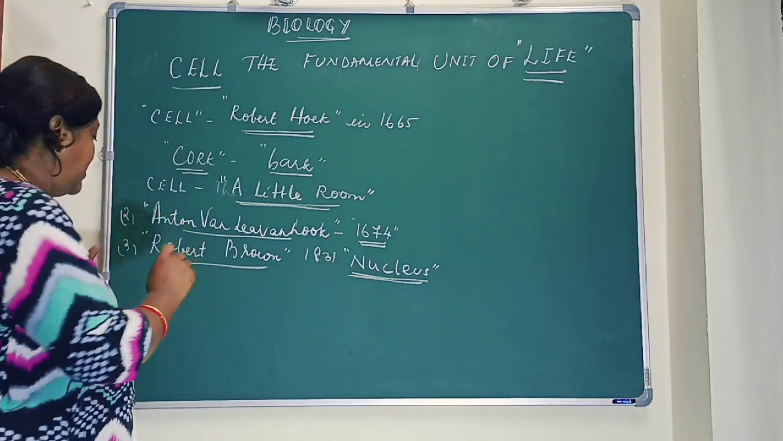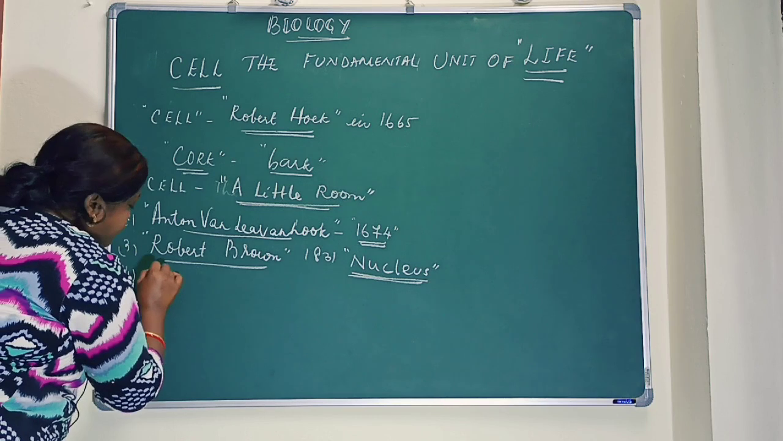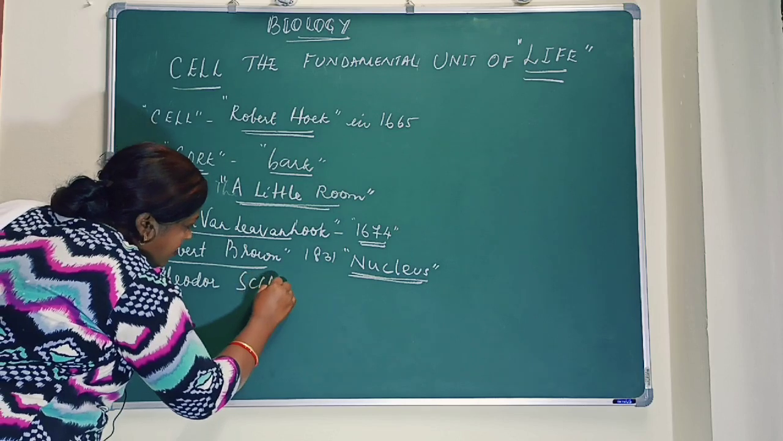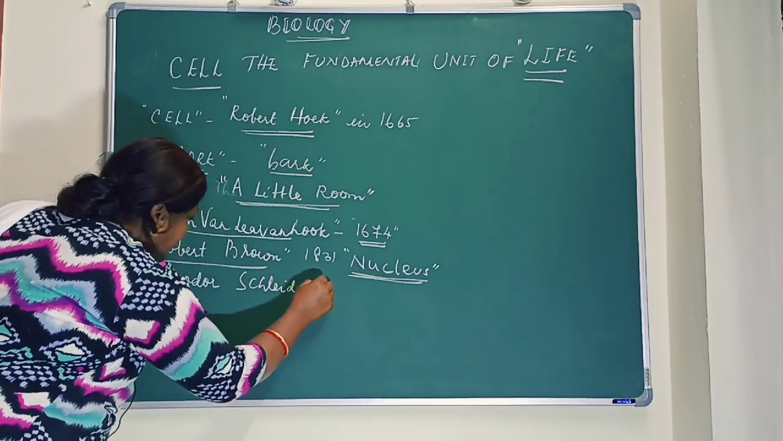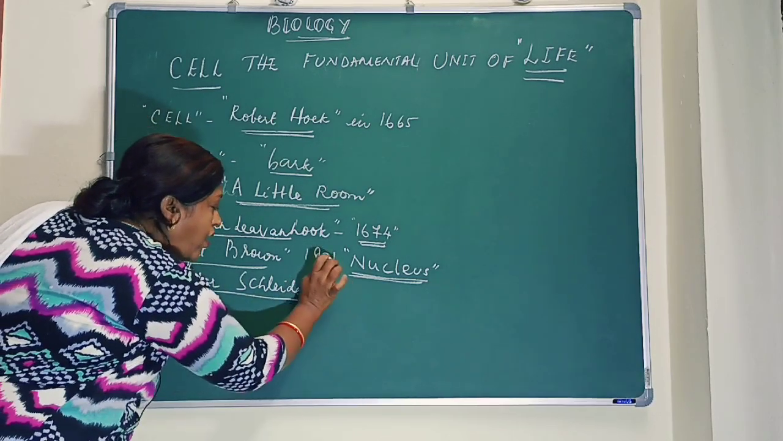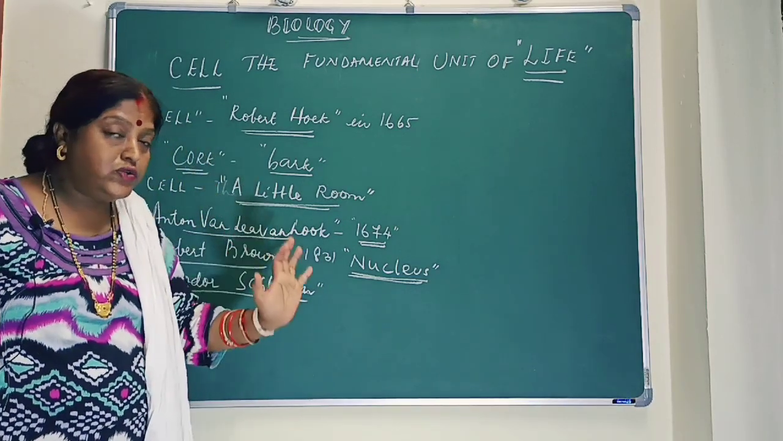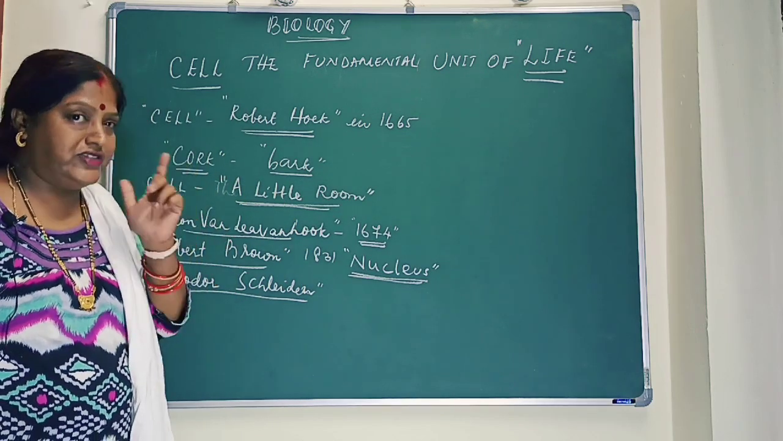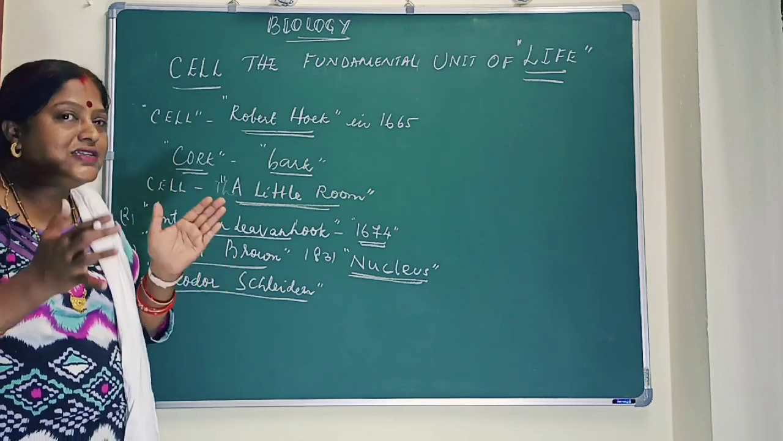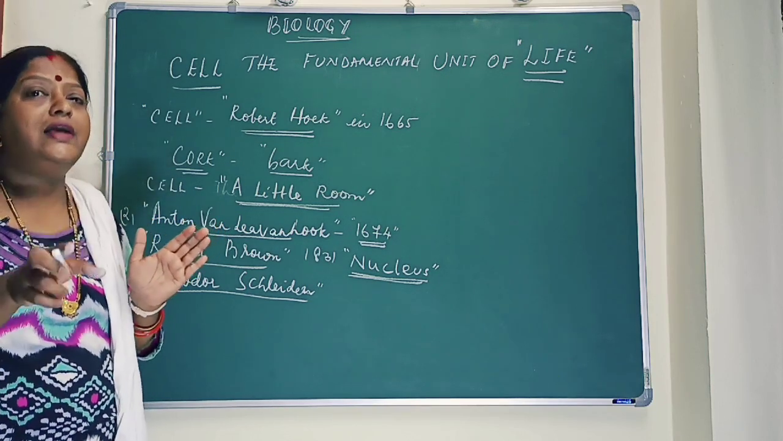Then another scientist came, and that scientist's name was Theodor Schleiden. Theodor Schleiden made a long study on plant tissue, and then he said that the plants are also made up of cells, but they have a thicker covering called cell wall. So the cell consists of an outer covering called plasma membrane, and on the plasma membrane there is the cell wall.